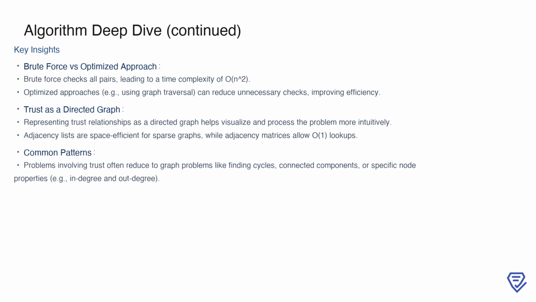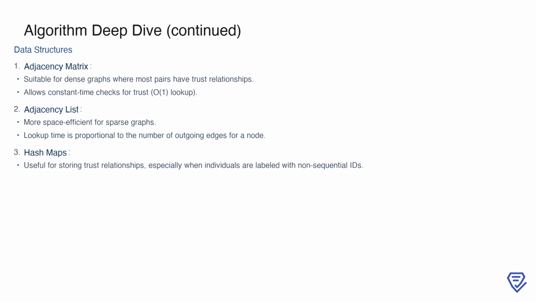Recognizing that this problem can be modeled as a graph problem allows us to apply common graph-related patterns, such as finding cycles, analyzing connected components, or evaluating node properties like in-degree and out-degree. Choosing the right data structure is crucial for implementing the solution efficiently.